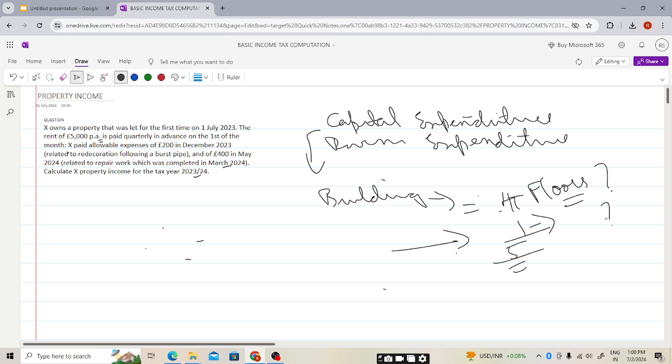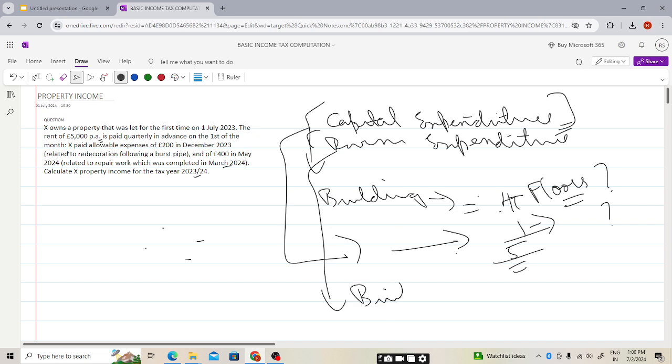So the increase in the income from a building or from a property by investing some amount, that is known as capital expenditure. The expenditure which is done in order to enhance the value of the building or to generate more income, that is known as capital expenditure. Revenue expenditures are those types of expenses which are incurred on the building in order to maintain the income.